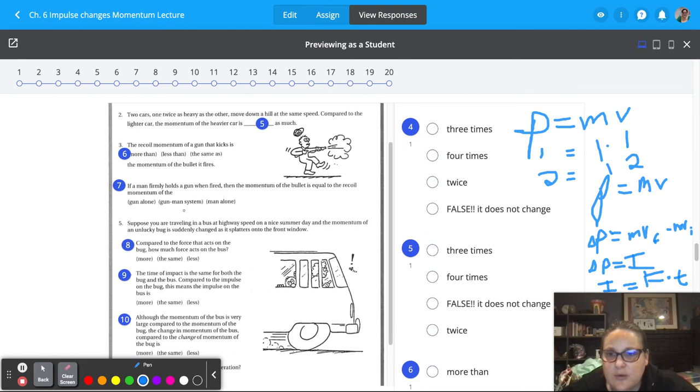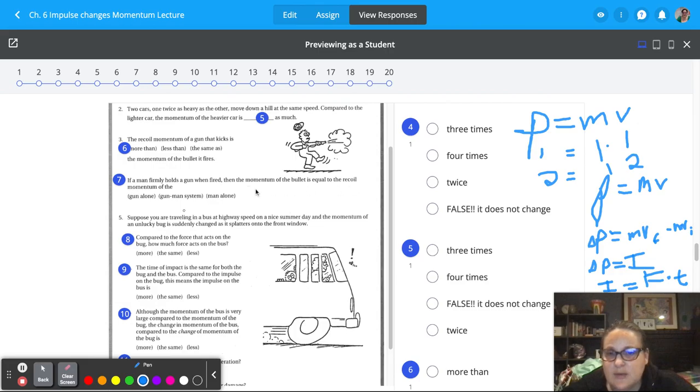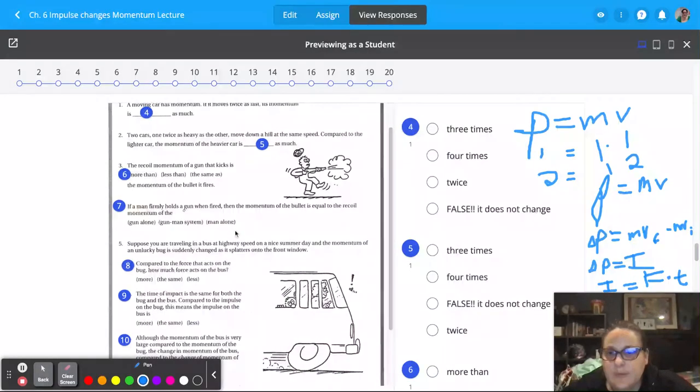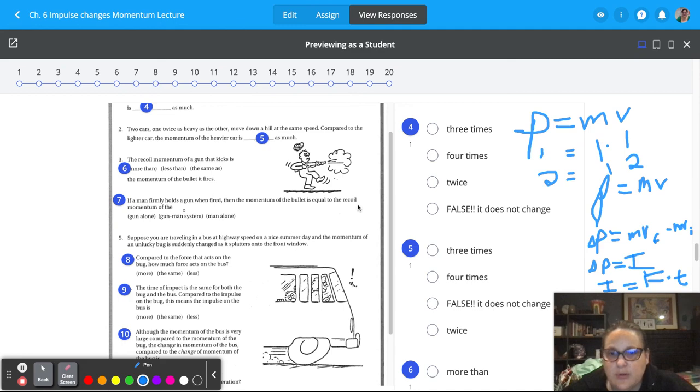Next one, if a man firmly holds a gun when fired, the momentum of the bullet is equal to the recoil momentum. Those two are similar. So that's the conservation of momentum we talked about. If the initial momentum is 0, then the momentum of the two objects after would have to also be equal. If a man firmly holds a gun when fired, the momentum of the bullet is equal to the recoil momentum of the what?